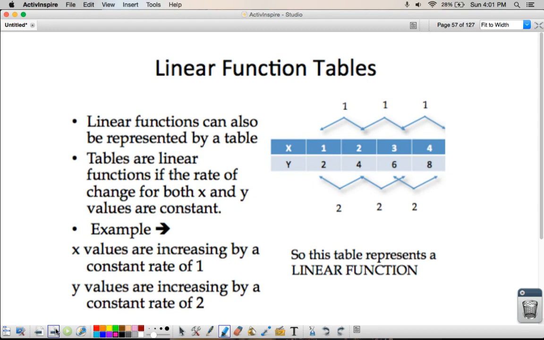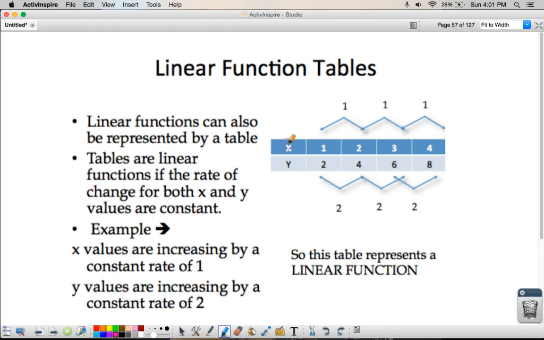And now we look at linear function tables. There are two ways you can look at these. One would be to find your rate of change, and the second way could be to graph it and see if it makes a straight line. Tables are linear functions if the rate of change for both x and y are constant.